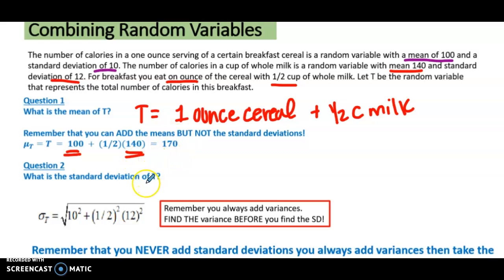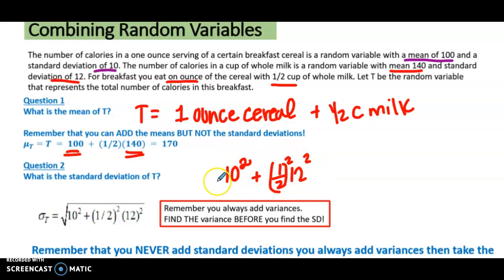Now, how do we find the standard deviation? Remember, when you find the standard deviation, you have to add the variances first. So I think of this first. Here's my ounce of cereal. I use the whole thing. So I'm going to think, okay, to get that variance, I need to square 10. Now, for my half a cup of milk, I need to find that new variance. Well, that new variance comes with my standard deviation of 12, so let's find that variance. But remember, I'm not doing that entire thing. I'm only doing half of that. So I need to square that also. So here's the variance of my cereal, and here's the variance of my milk.